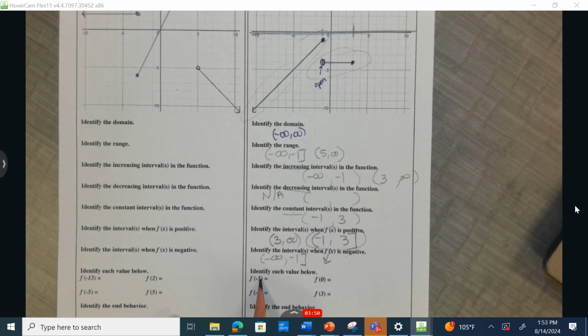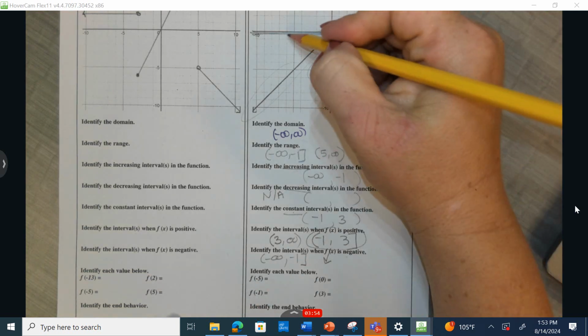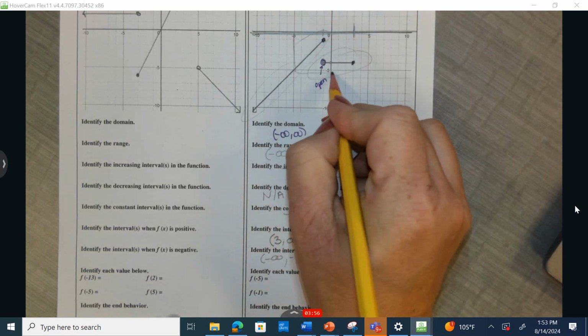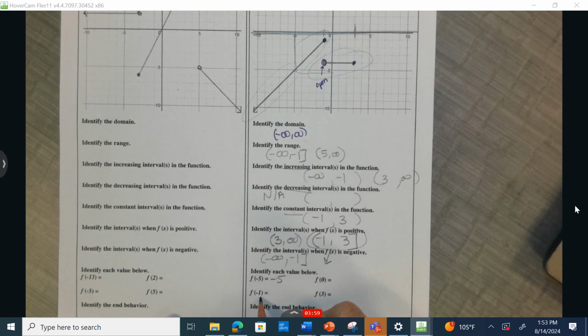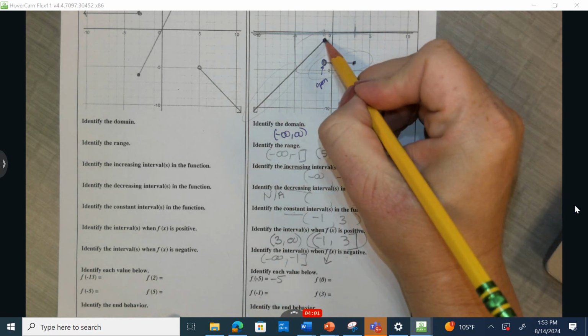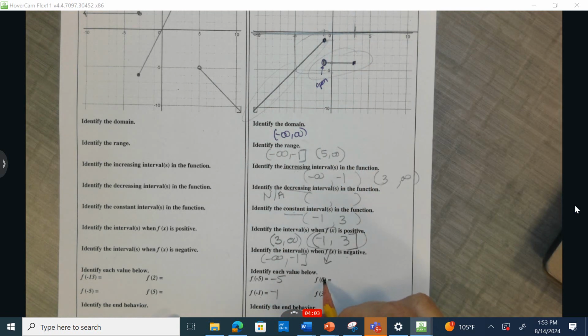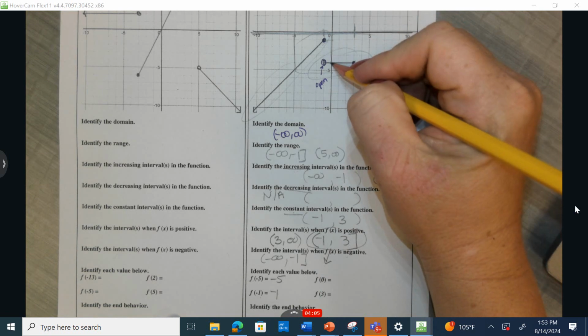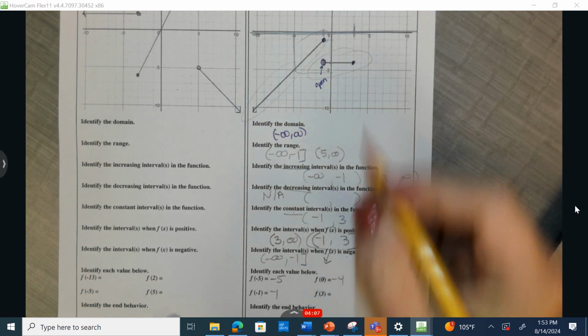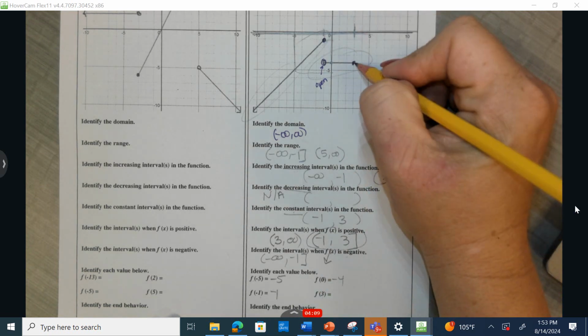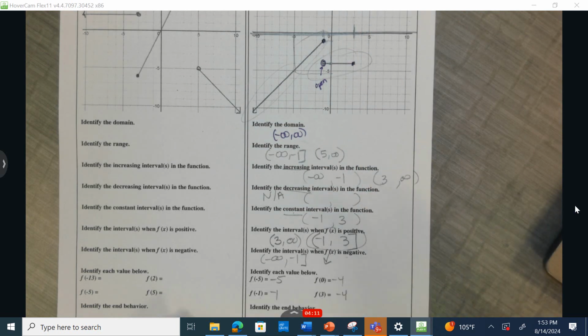Okay, let's go to where f of -5 is. So let's find -5. I go straight down, and the output is -5. Let's find -1. So -1 straight down. It just happens to be -1 as well. Let's find 0. Here's 0. The output is -4. And let's find 3. Okay, I go to the closed dot, which also is at -4.